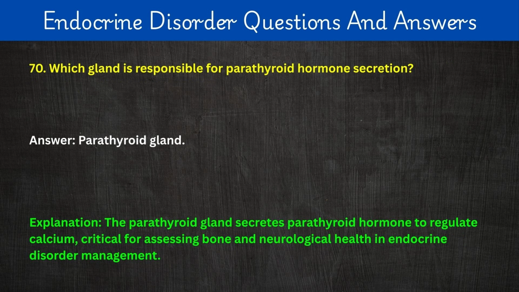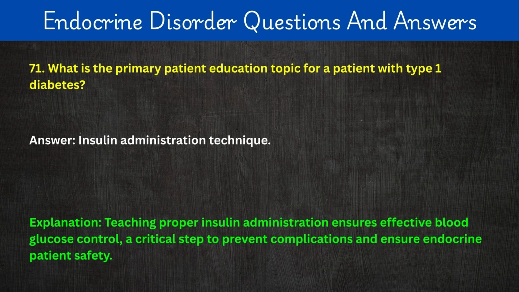70. Which gland is responsible for parathyroid hormone secretion? Answer: parathyroid gland. Explanation: the parathyroid gland secretes parathyroid hormone to regulate calcium, critical for assessing bone and neurological health in endocrine disorder management.